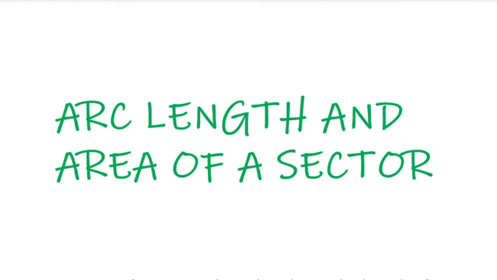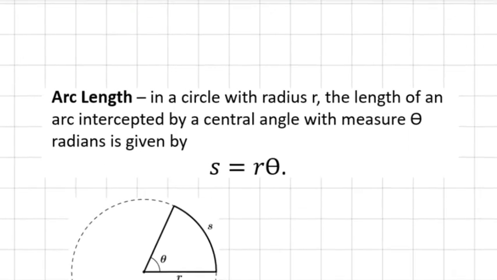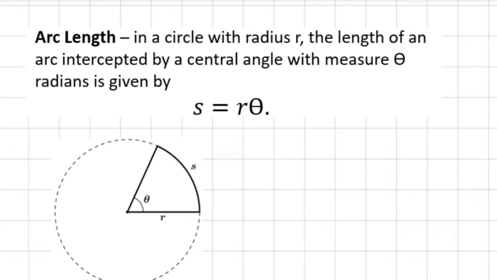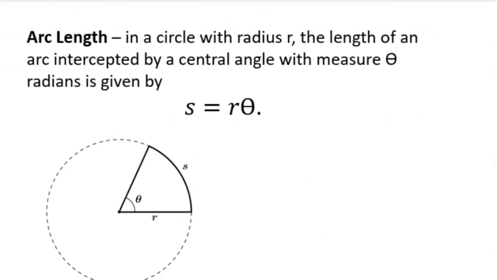Good day everyone. For today's video, we're gonna learn how to solve an arc length and area of a sector. First, let us define arc length. When we say arc length, in a circle with a radius r, the length of an arc intercepted by a central angle with measures theta radian is given by.